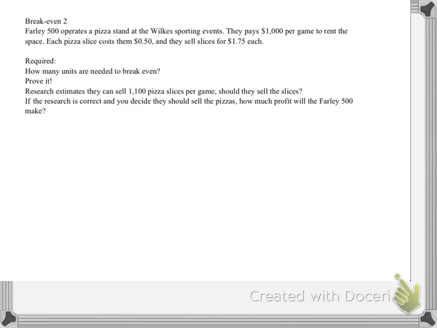The second break-even problem does not have as many requirements to the problem, but you still need to do the same kind of things. The first one is how many units are needed to break even. You weren't asked to come up with the contribution margin, but you need to determine the contribution margin in order to solve the problem. So your contribution margin is equal to the $1.75 per slice of pizza minus the 50 cents variable cost per unit. That leaves you a contribution margin of $1.25 per unit.